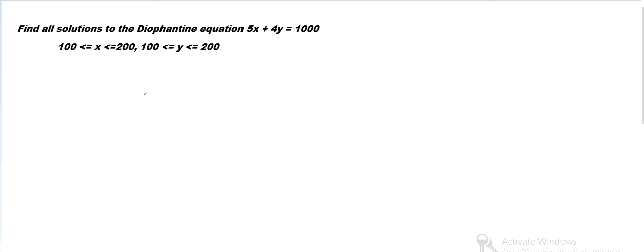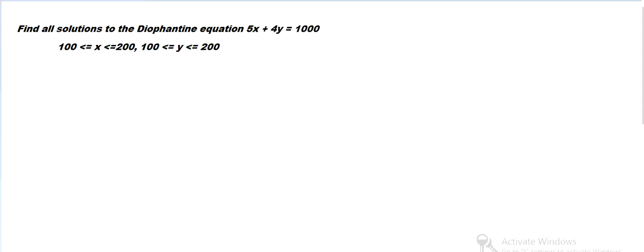I've got a question from a student about solving Diophantine equations. We've got the equation 5x plus 4y equals 1000, and we want to solve that for x and y that are integers. And we have the stipulations that x and y should both be between 100 and 200, including the endpoints.